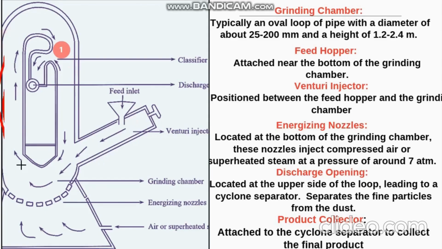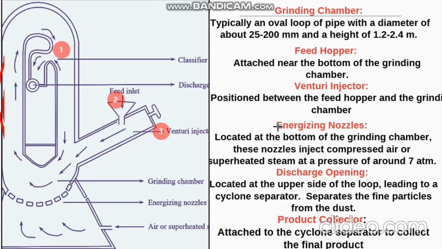For the feed hopper we can assign number 2. Here is the feed hopper, you can say the feed inlet, through which the sample is introduced into the fluid energy mill. The next one is the venturi injector. Here is the venturi injector, with the help of which we introduce the sample into the fluid energy mill. And the next one is energizing nozzles.